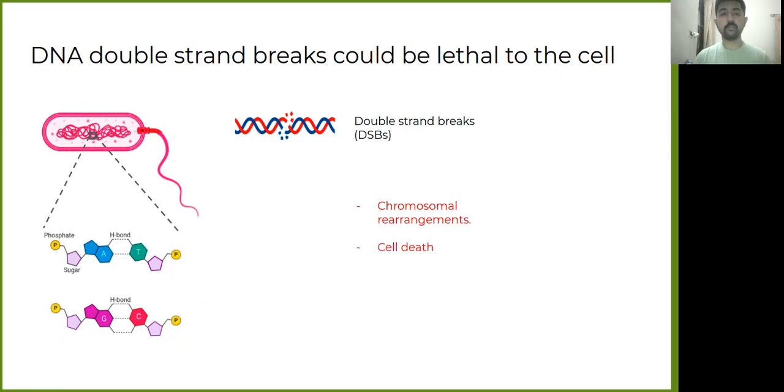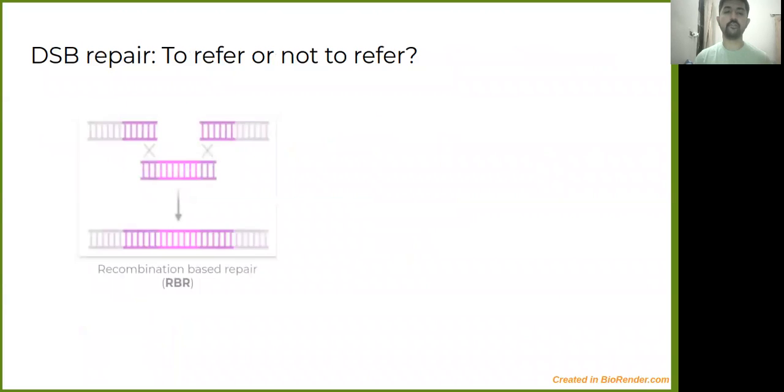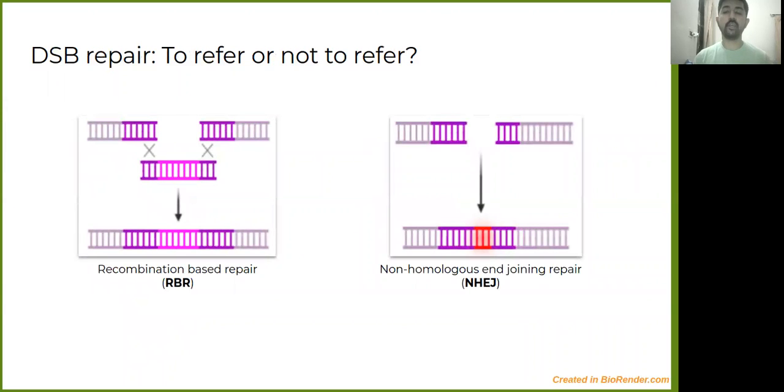So it becomes imperative for all organisms to invest in mechanisms that can repair such double-strand breaks. Broadly speaking, there are two kinds of repair pathways. The first is called recombination-based repair, or RBR, where a second copy can be used as a reference or template to carry out the repair. The other pathway is used when the template is not available, and in doing so, the organism prioritizes stability over accuracy. This sort of repair is called non-homologous end joining repair, or NHEJ, and this is going to be the topic of my talk today as well.